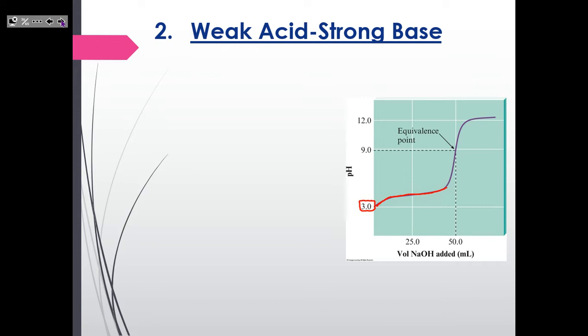And then we're going to enter this sharp rise in the curve, but it's not as sharp as the strong acid, strong base. And we're still going to find our equivalence point in this region. And then it's going to level out when we hit the strong base. And again, the equivalence point here is 9. It's going to be in the basic region above 7. It doesn't have to be 9, but it is going to be in the base region.